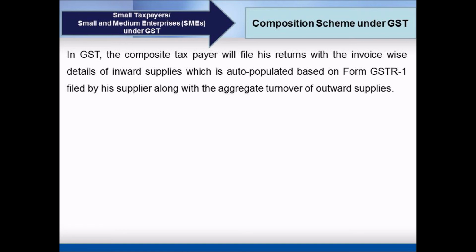In the current composition scheme, a composite dealer has to declare only the aggregate turnover of sales. He is not required to declare invoice-wise details. In GST, the composite taxpayer will file his returns with the invoice-wise details of inward supplies, which is auto-populated based on Form GSTR-1 filed by his supplier, along with the aggregate turnover of outward supplies.